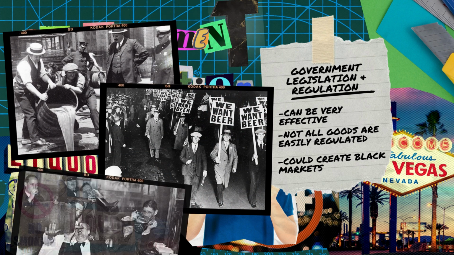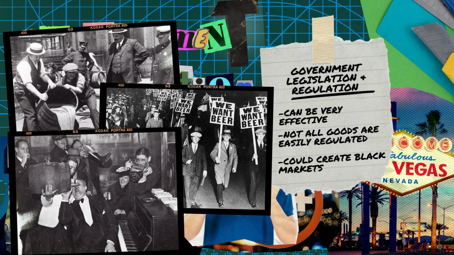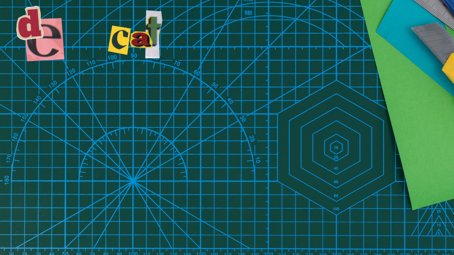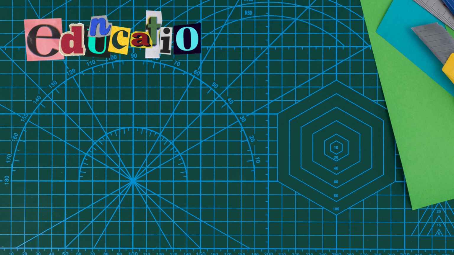Also, due to the restriction, the price increases, which then incentivizes more producers to take the risk of supplying it due to higher profit margins. So, as you can see, if the government isn't careful, the legislation created to discourage consumption may actually end up increasing consumption. The next method to correct a negative externality of consumption is education and awareness.